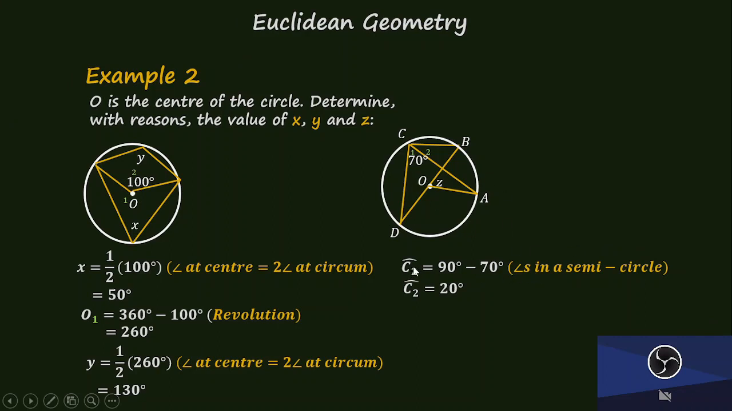We find that C2 is 90 degrees minus 70. These are angles in a semicircle, and then C2 will be 20 degrees. We know that the angle at center is 2 times the angle at the circumference. So if the angle at the circumference is 20 degrees, then Z should be 40. What is the reason that we use? Angle at center equals 2 times the angle at the circumference. So Z will be 40 degrees.